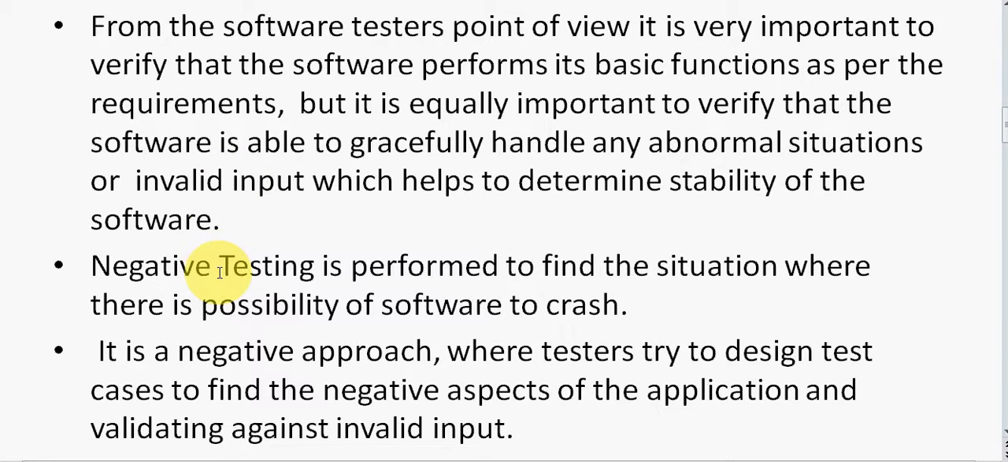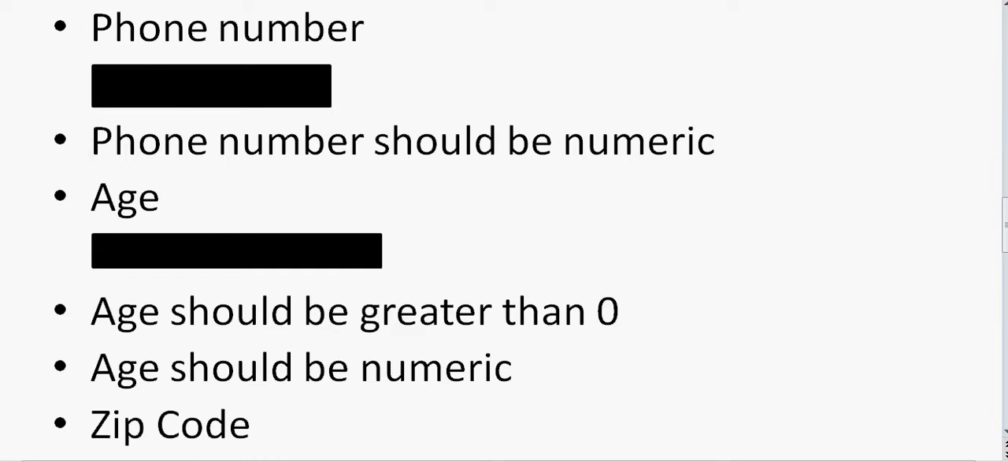So negative testing is performed to find the situations where there is a possibility of the software crashing. The last thing you want to happen is the software crashing in the end user's hands. So we need to find out all the situations where the software can crash. It is a negative approach where testers try to design test cases to find the negative aspects of the application and validate against invalid input. And I'll show you some examples.